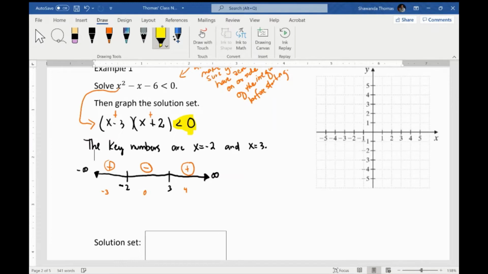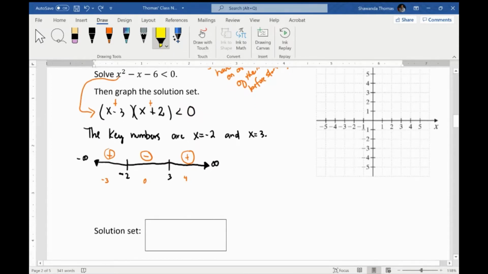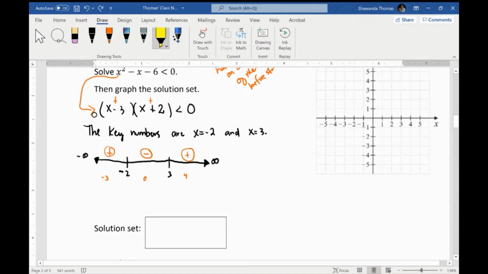So we are looking this time again for the interval where our y values will be less than 0. So what interval would that be? Negative infinity and -2. Less than 0. What numbers are less than 0? Negative numbers or positive numbers?